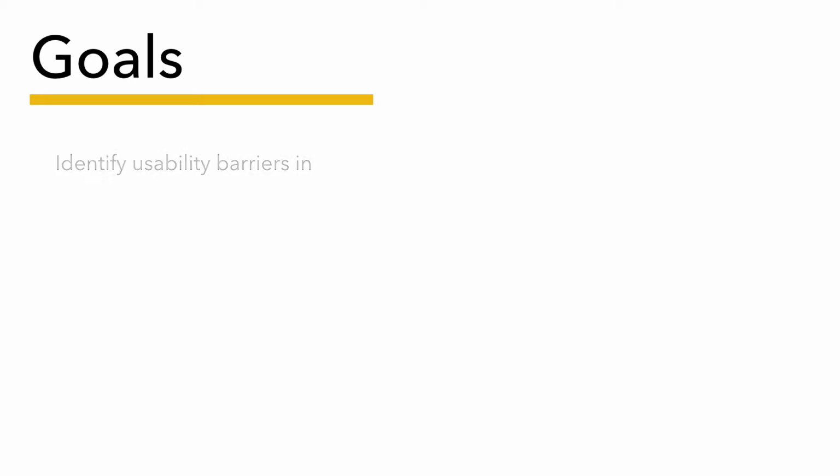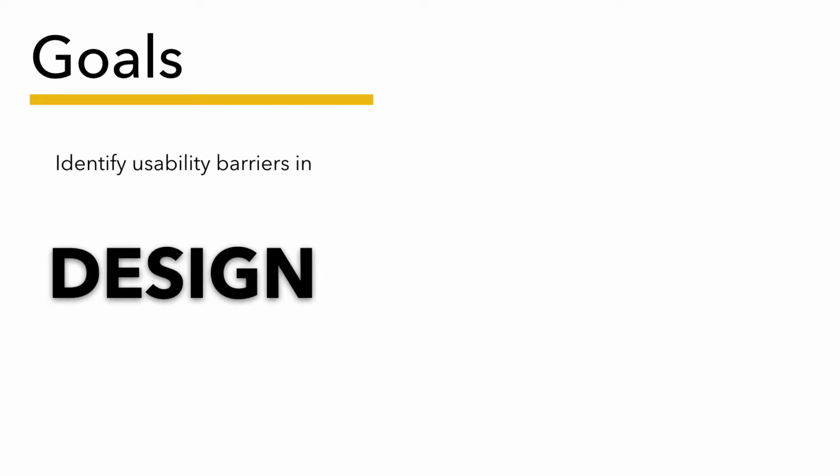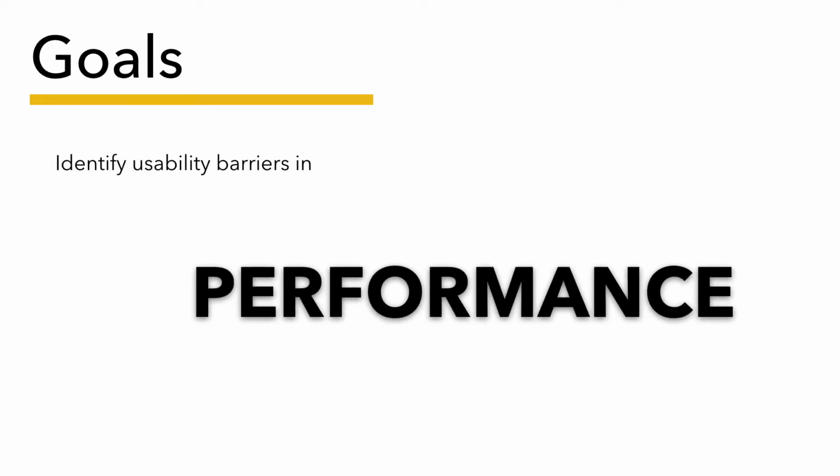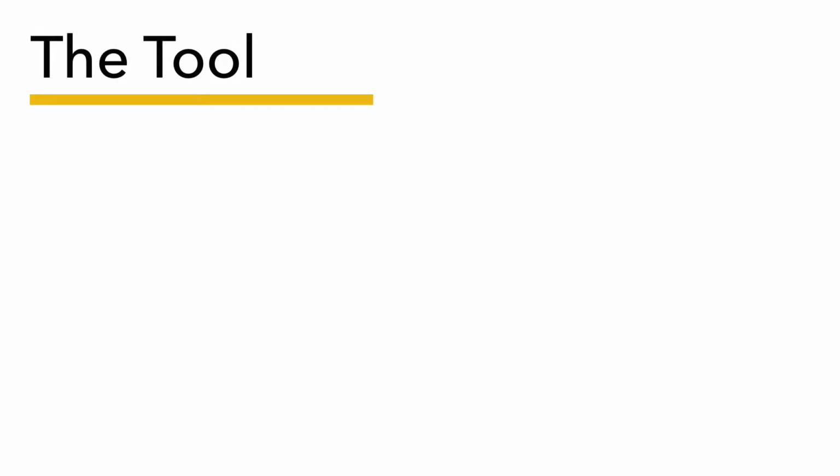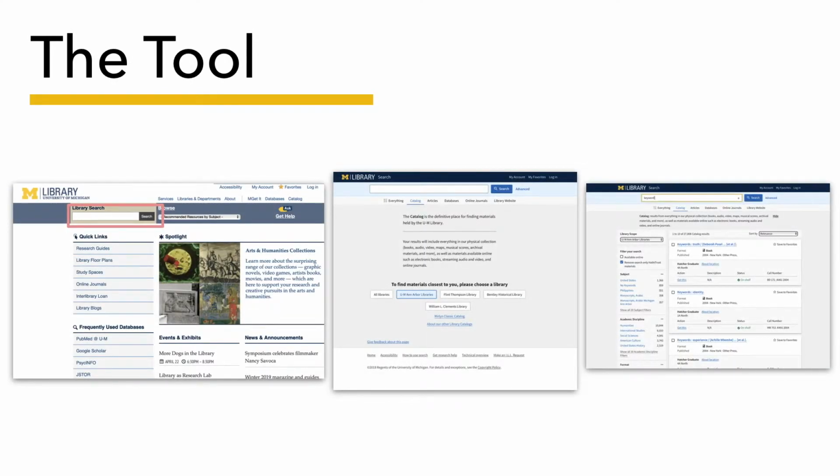This semester, our goals were to identify usability barriers in design, performance, search indexing, and information architecture of the catalog search tool. The library search tool can be found on the university's main library page by clicking on the search bar and searching using any keywords. From there, multiple options generate for you to choose from in order to find your desired resources.